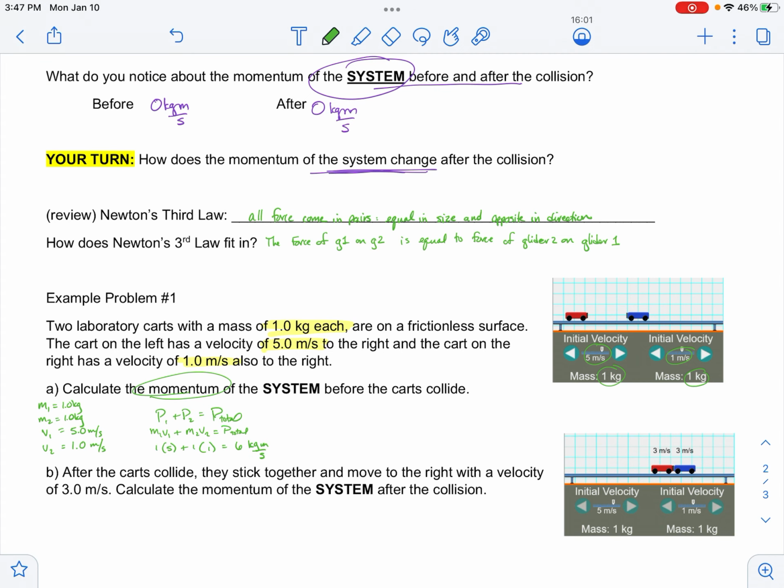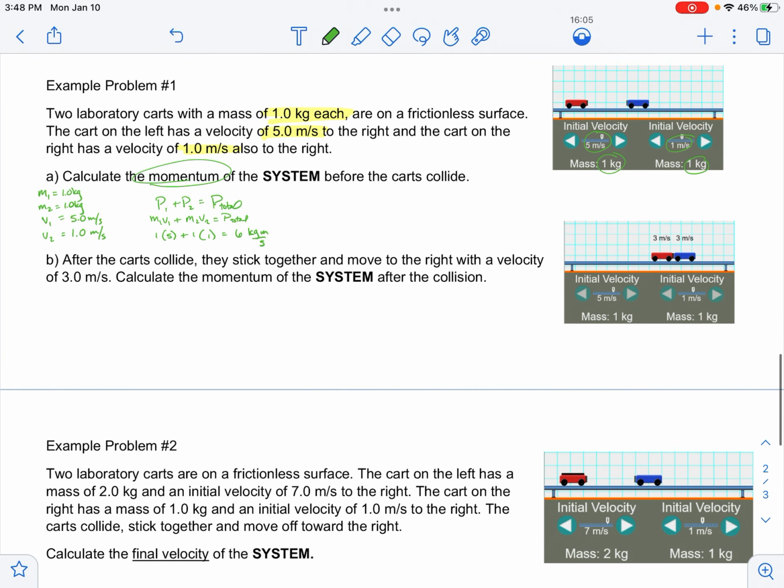5 times 1 is 5. 1 times 1 is 1. Okay, 6. All right, so there's my answer. This system has a momentum of 6 kilogram meters per second.